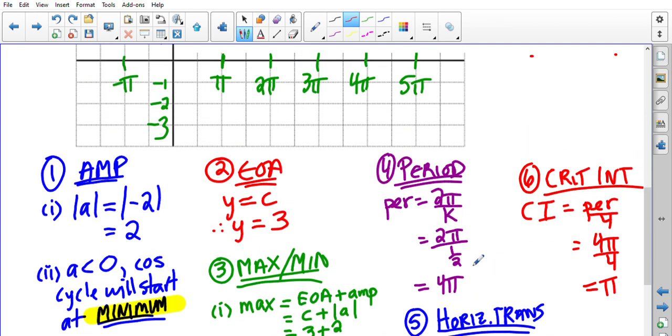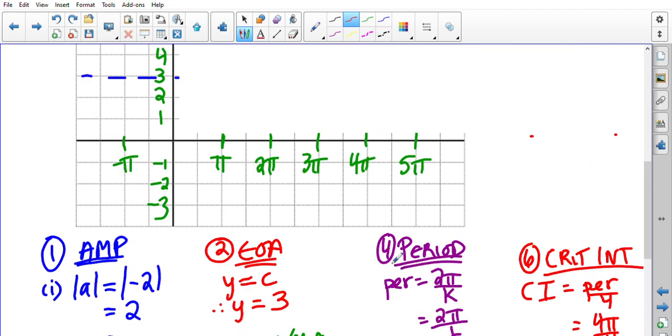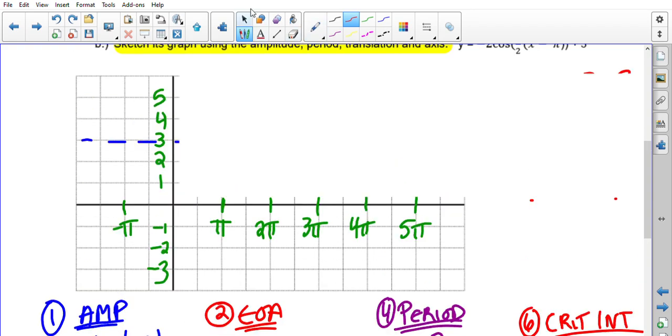All right, so we know it's going to start at pi and end at 5 pi, so I was able to space out the x-axis here a little better. Every 2 ticks, I went up by pi. I also just went up by 1s on the y-axis. And now we're going to start drawing.